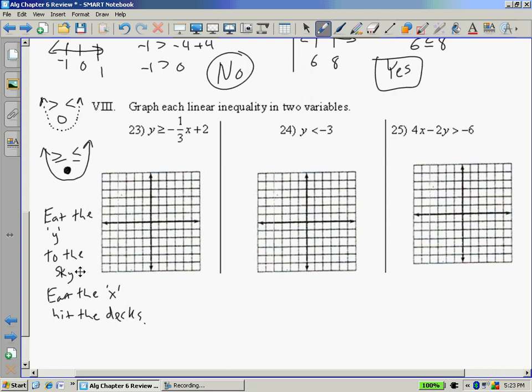The other way to do this is to simply find a point, plug it in, see if it is true. If it's true, shade that direction, and if it's not, shade the other. But this is a great deal simpler if you can remember it. Okay, this is in slope-intercept form. That's good. We can go ahead and graph as if it were an equals sign.